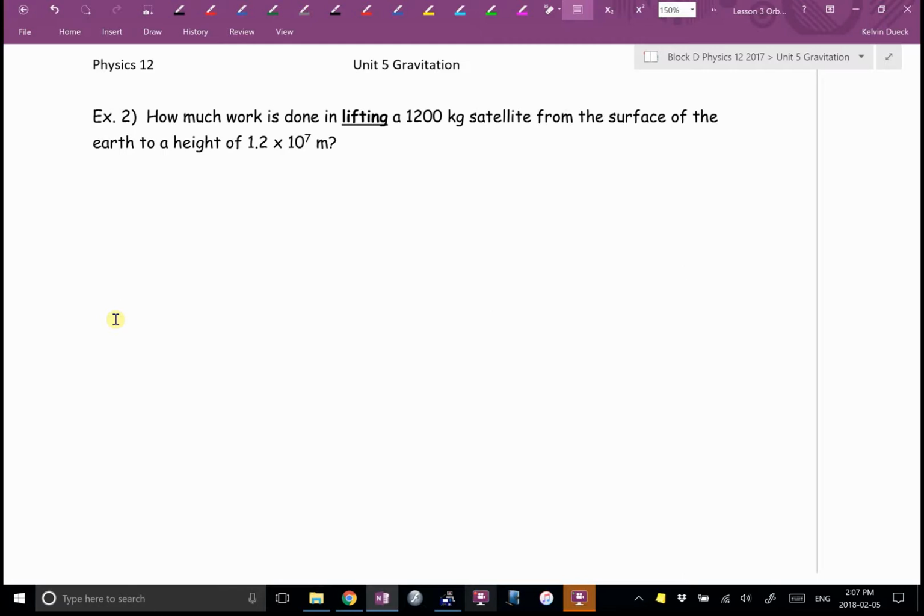How much work is done in just lifting it up? What does it want me to find? We're going to be using change in potential plus change in kinetic. Why can't I go work equals force times distance? Because the gravitational force is changing the higher you go.